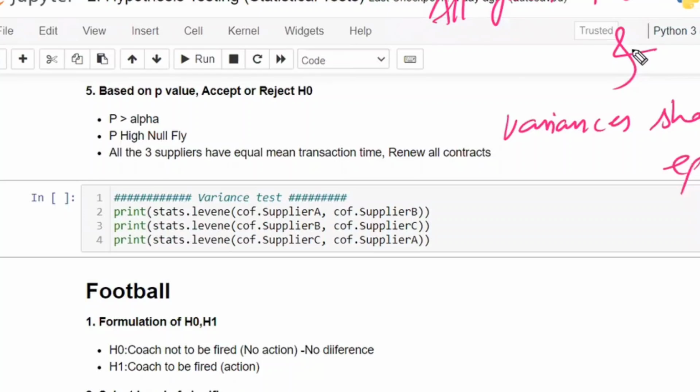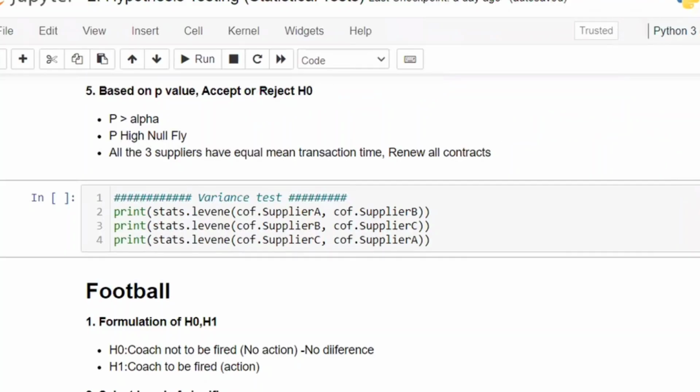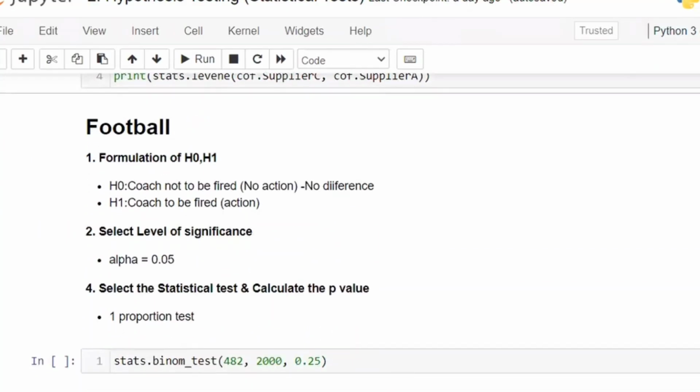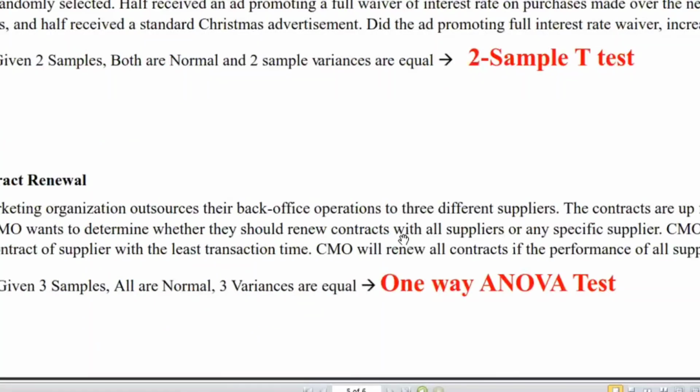"Or" means anyone. "And" means both of them. If both the conditions are satisfied, only then can we apply the ANOVA test. If any one of the conditions fails, you can't apply the ANOVA test. You have to work on the two sample tests separately. Is that clear?